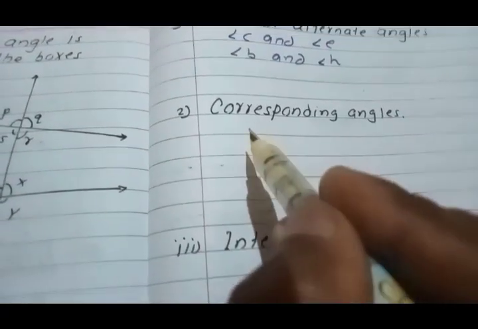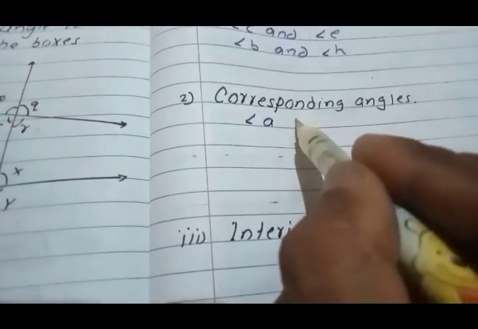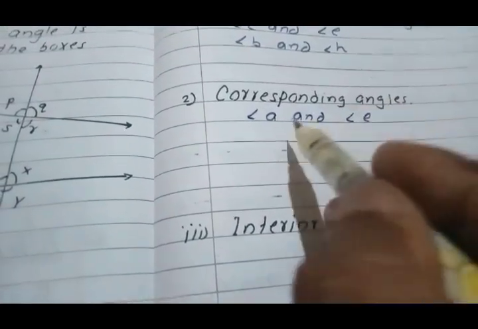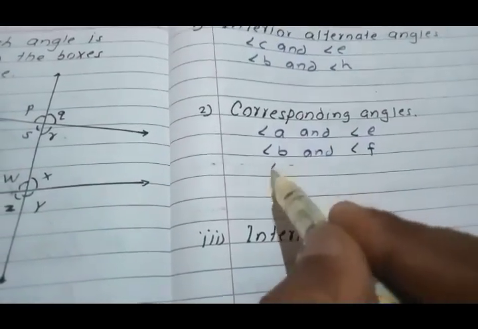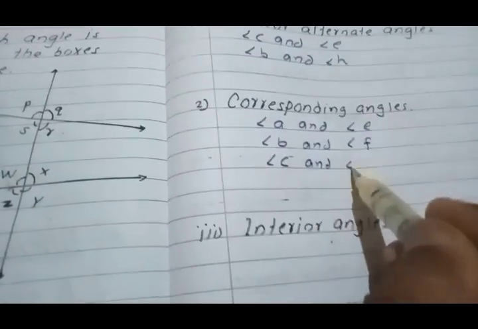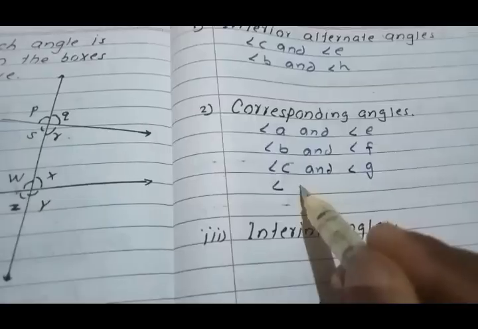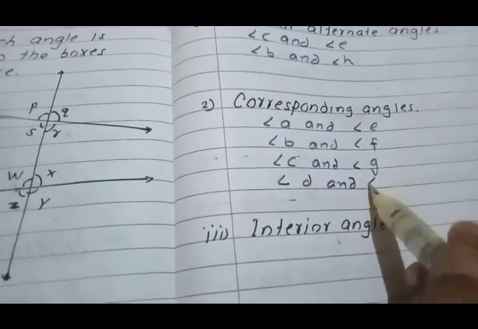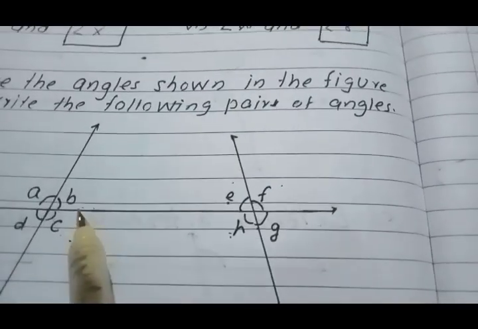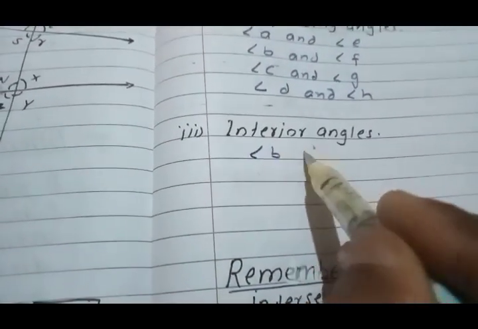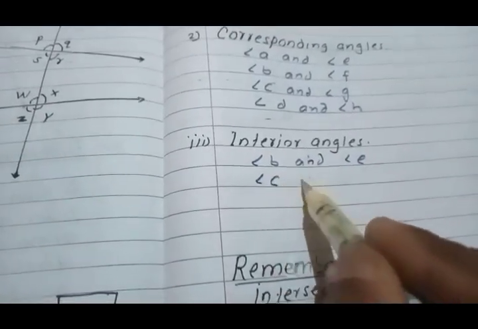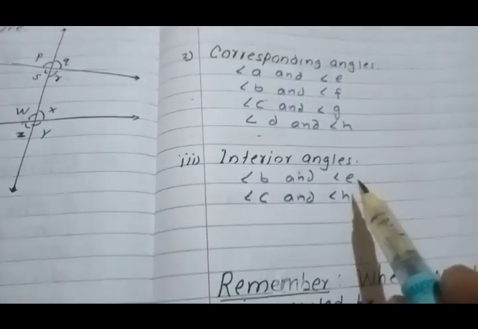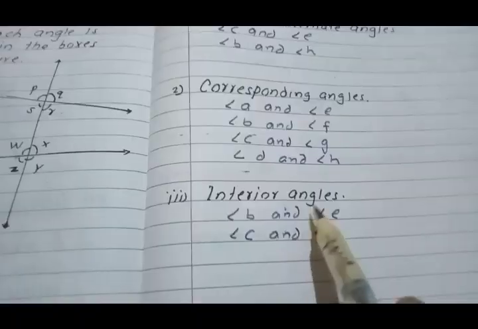Here angle A and angle E, angle B and angle F, angle C and angle G, angle D and angle H, four pairs. Interior angles: angle B and angle E, angle C and angle H. Here angle B and angle E, angle C and angle H are interior angles. These are the corresponding angles and interior angles.